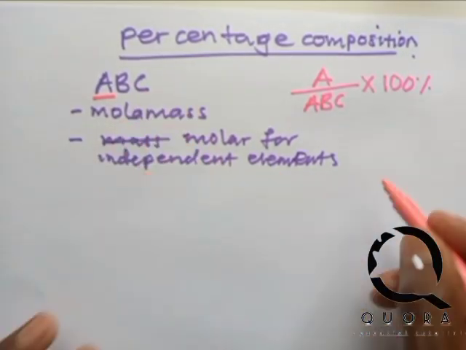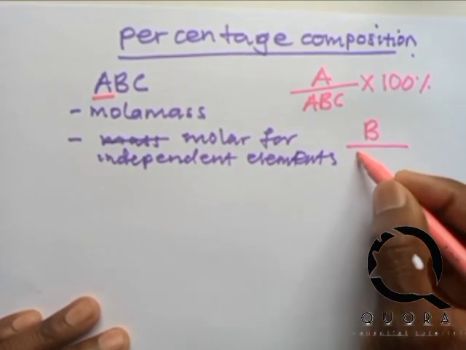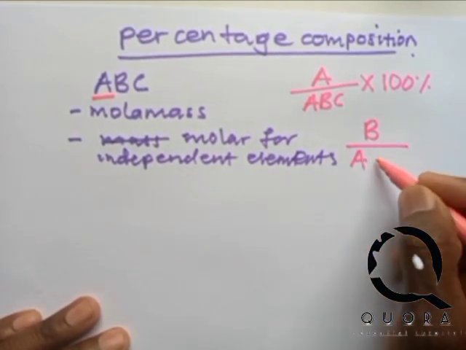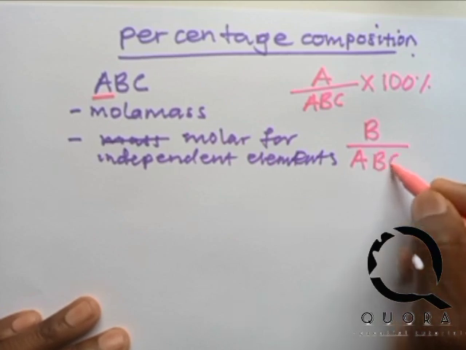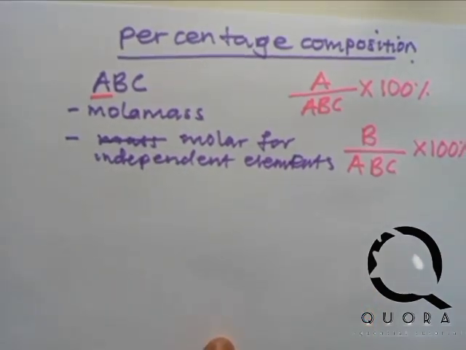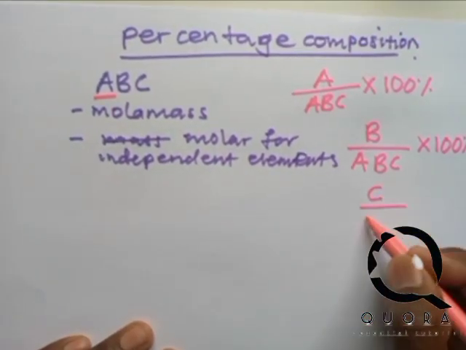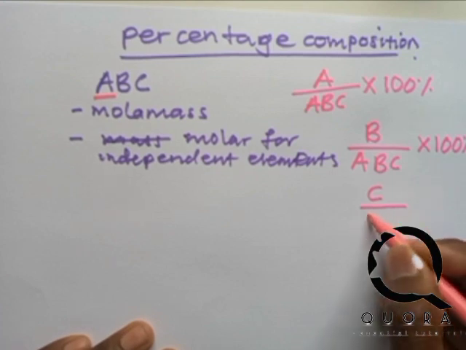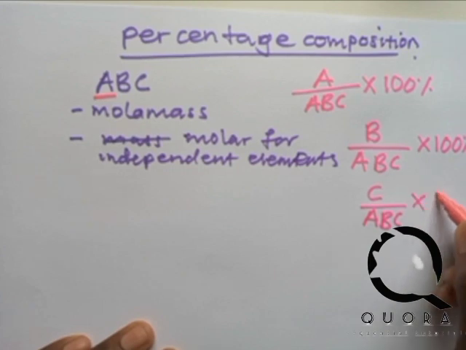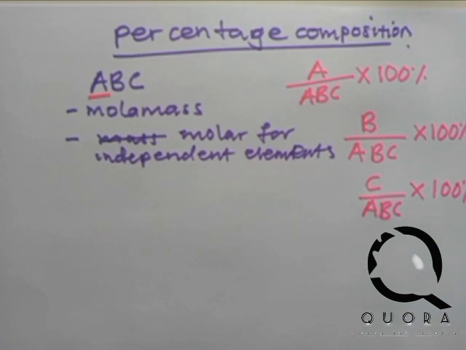Same applies to B. The molar mass of element B divided by the same total molar mass for this given compound, ABC, multiplied by 100%. And finally, you come to C. You do likewise by saying C divided by the total molar mass for the compound multiplied by 100%. That's how we calculate what we call the percentage composition.